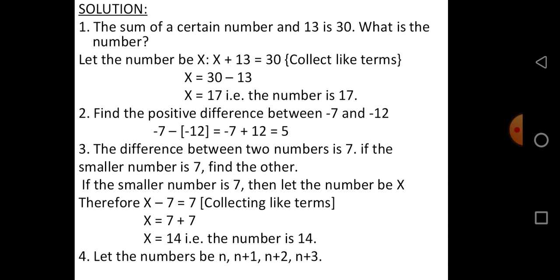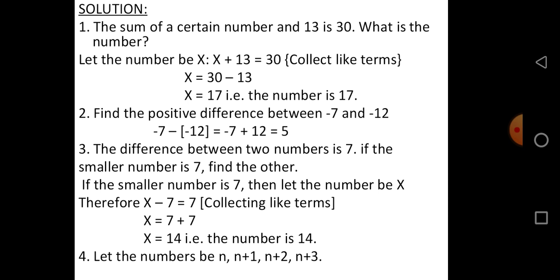Remember, you can see the word sum there. That is to say, what we are doing now has to do with addition. Well, now let's think. They said the sum of a certain number. That is to say, we don't know that number. And 13 is 30. That is to say, if I add a certain number that I don't know to 13, it's supposed to give me 30. So writing this statement in a mathematical form, as you can see on our screen, we say let that number that we don't know be x.